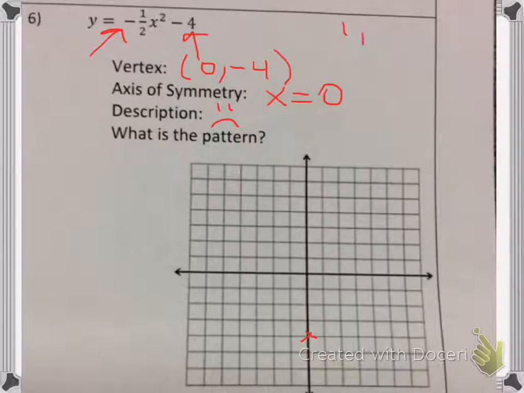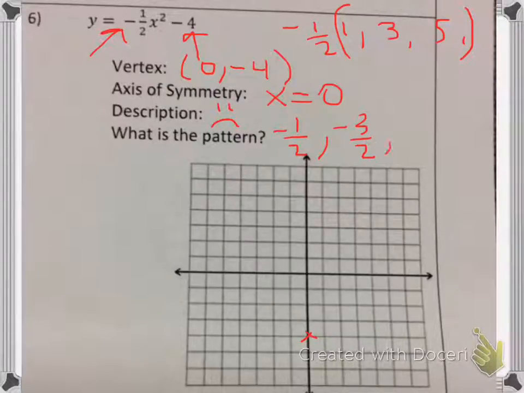And my original pattern is 1, 3, 5, but I have to take that pattern and I have to multiply that pattern through by -1/2. So my new pattern becomes -1/2, -3/2, and -5/2. Now, if you want to change those to decimal point numbers, that's totally okay to do. Sometimes it's easier to graph them as decimal point numbers. This would be a negative 0.5, this is a negative 1.5, and this is a negative 2.5.